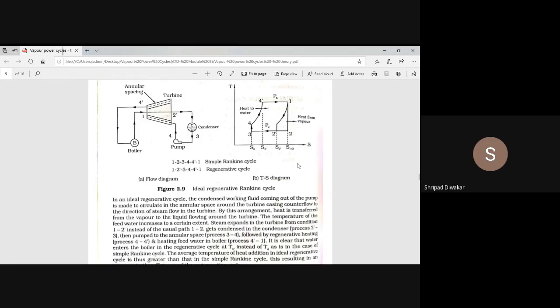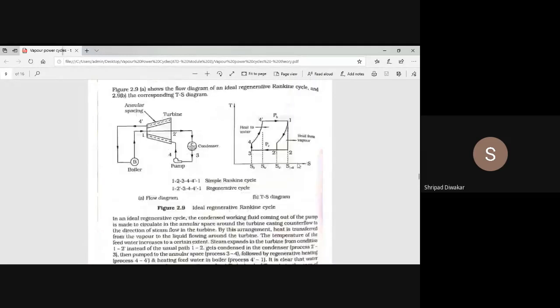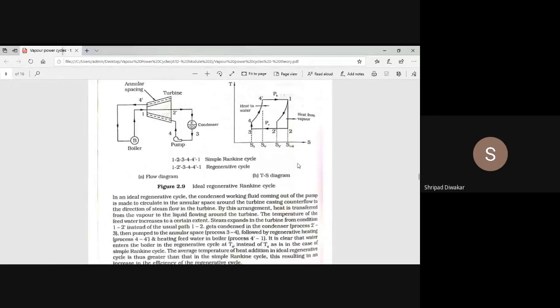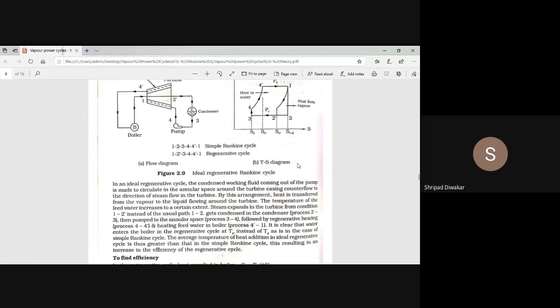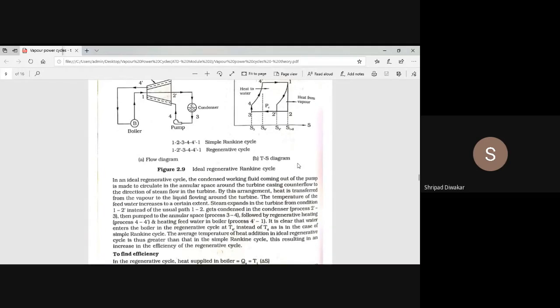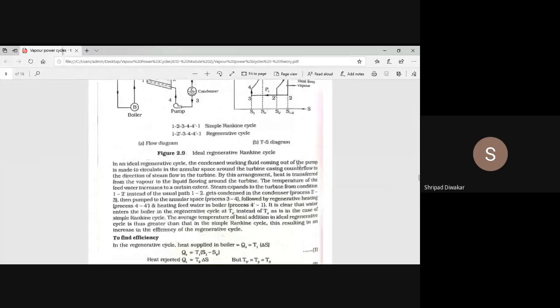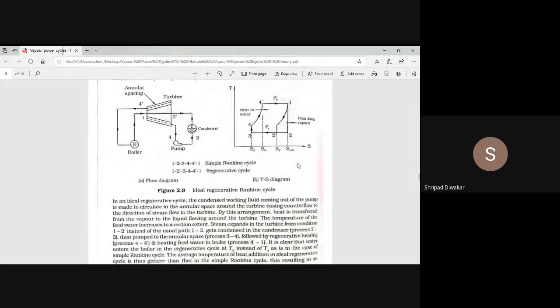Then how to find out the efficiency? A very simple formula is there to find out the efficiency. What is the efficiency? The heat supplied minus heat rejected divided by heat supplied. Already we derived it in all the cycles. What is the heat supplied here? Here we are going to express it in terms of the difference in temperature. That is, heat supplied is T1 into S1 minus S4 dash.